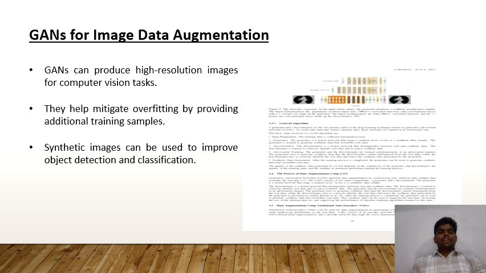GANs for image data segmentation augmentation. GANs can produce high resolution images for computer vision tasks. They help mitigate overfitting by providing additional training samples. Synthetic images can be used to improve object detection and classification.